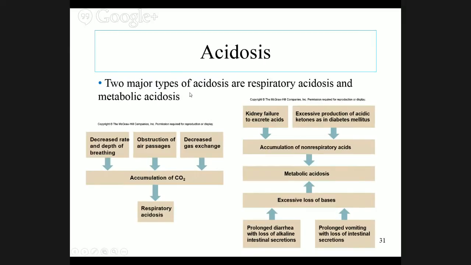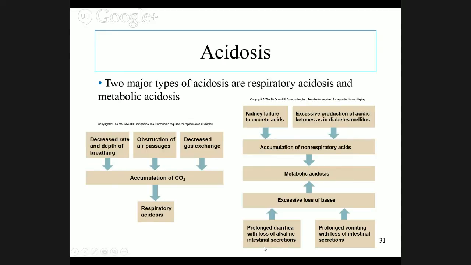There are two major types of acidosis. One is respiratory and one is metabolic. What happens is you have a decreased rate or depth of breathing, or obstruction of air passages, or decreased gas exchange. You have an accumulation of CO2. That results in respiratory acidosis. Metabolically, if your kidney fails to excrete the acids, or there's excessive production of acidic ketones, as in diabetes, you have an accumulation of non-respiratory acids, which leads to metabolic acidosis.